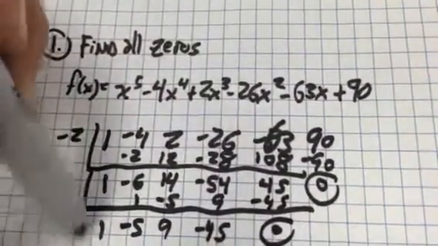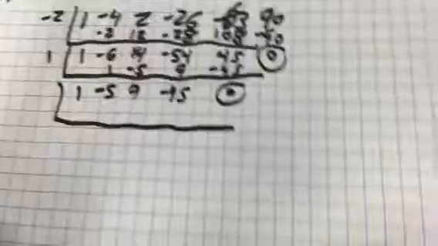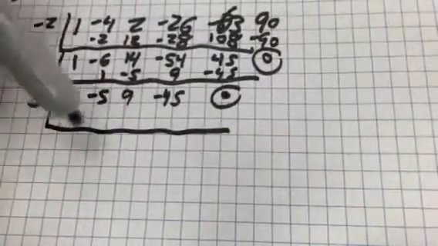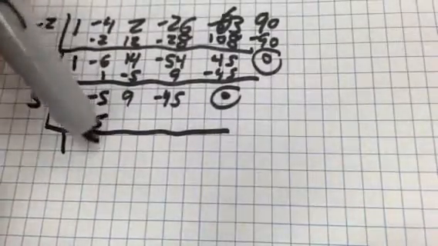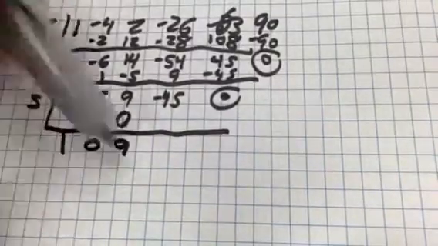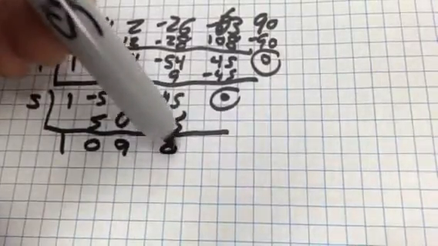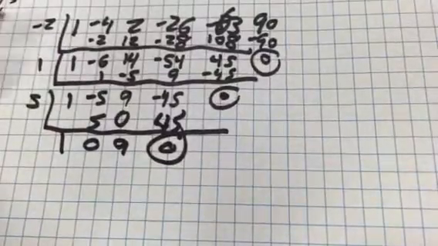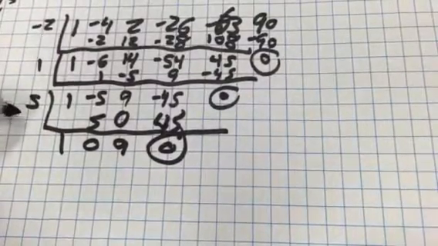And then I had a 5 as well, so let me try that 5. Multiply, add. My multiply, that's 0. Bring that down. Multiply, that's a positive 45. Yeah, look at that. Boom. So -2, 1, and 5 are all zeros.